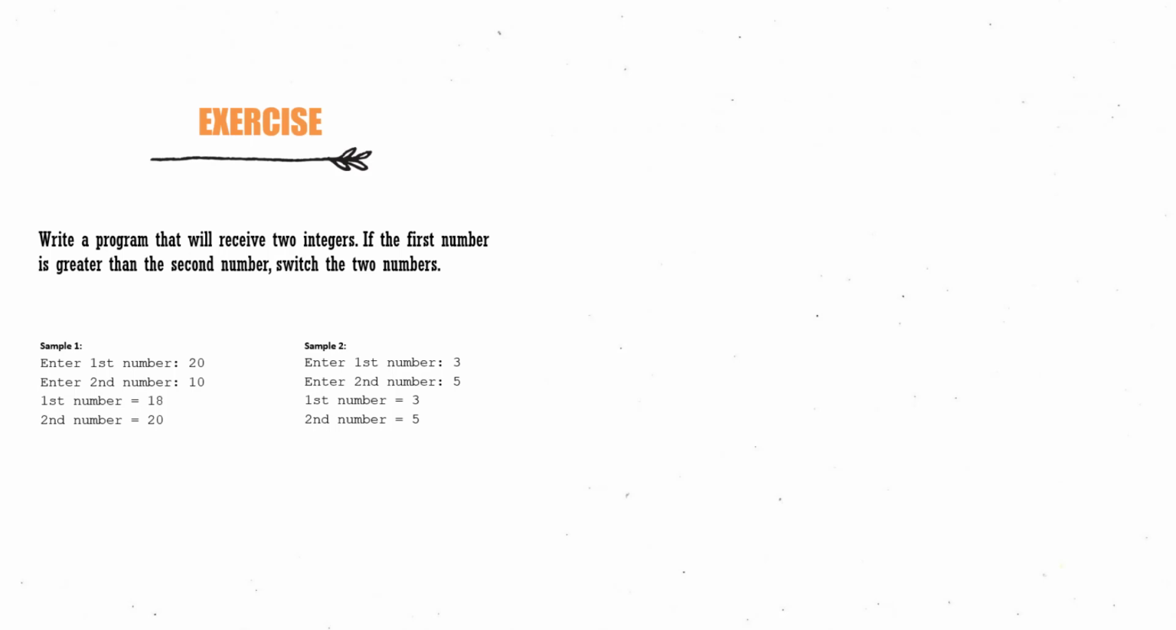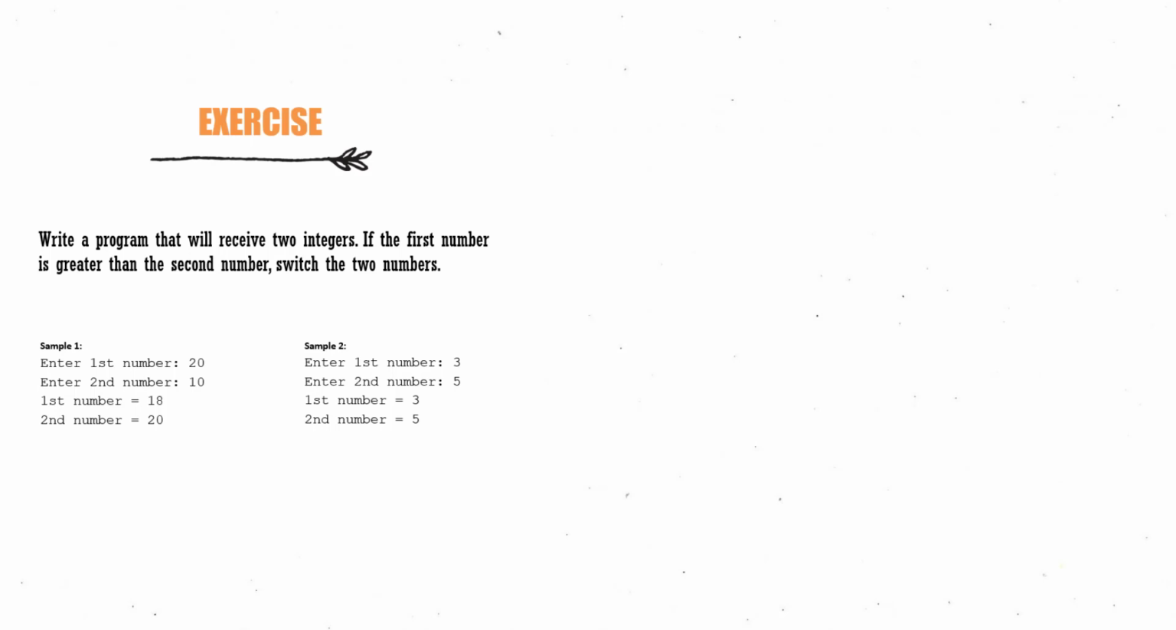Okay, so these are the two sample input and output. For example, if we enter the first number as 22 and the second number as 10, we will get the first number as 18 and the second number as 20. The numbers will be switched since the first number is greater than the second number. But if the first number that was entered is smaller than the second number, then it will not be switched. The output will be the same. For example, first number equals 3 and second number equals 5.